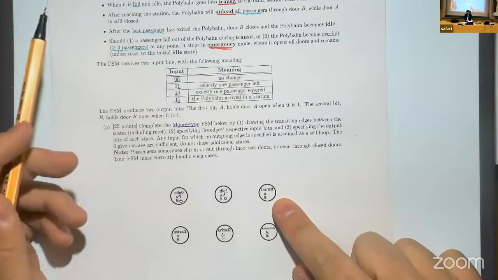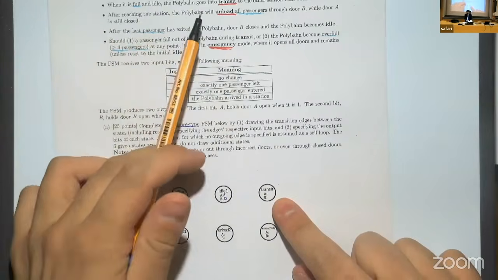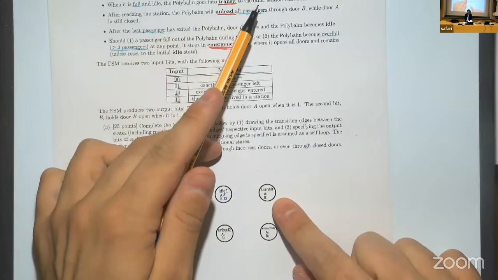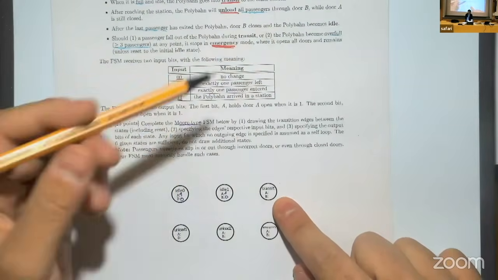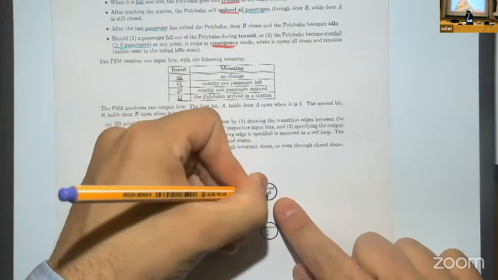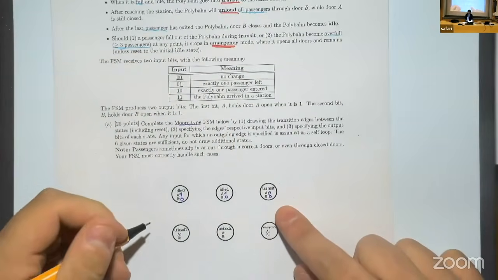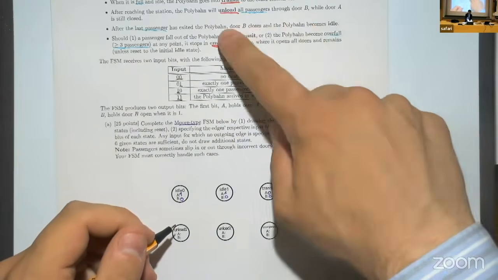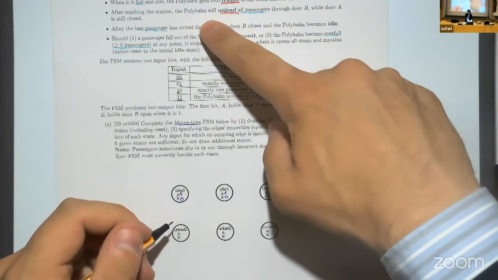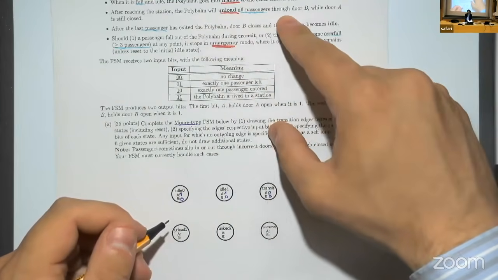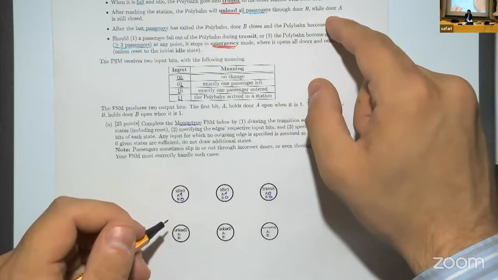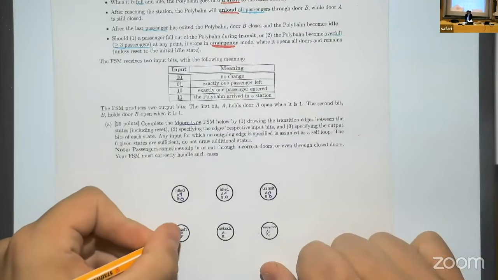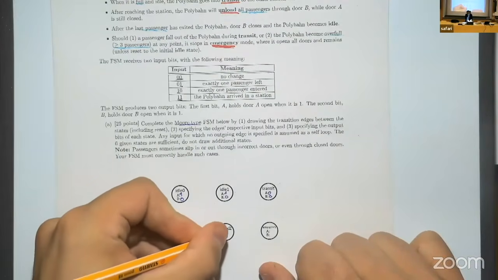Did we specify it explicitly? I hope so. Right, when it's full and idle, a polygon goes into transit. The other station will have both doors closed. So it's both 0, 0. Then, okay, you can imagine that unloading will happen through door B. So once the station is reached, it should unload all passengers through door B while door A is still closed. So let's call the unload states 0 and 1 and 0 and 1.